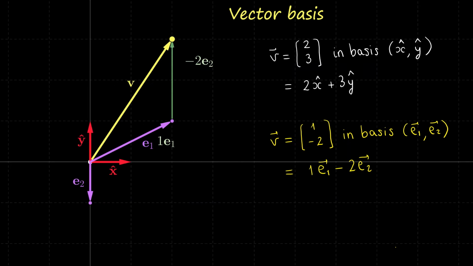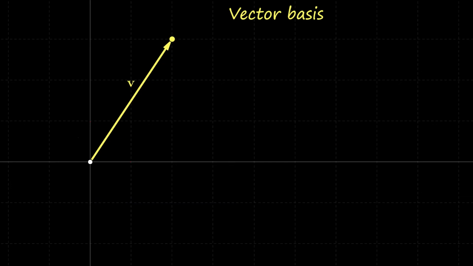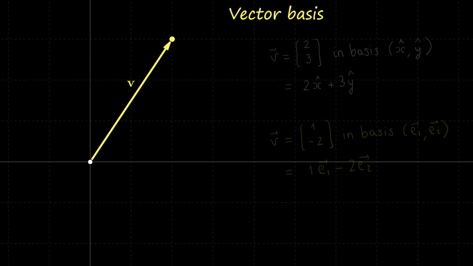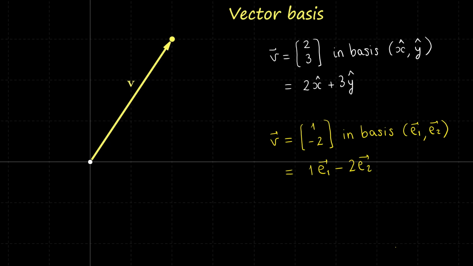One thing is the vector as an entity. This vector v has a certain magnitude and a certain direction. It is independent of which basis we choose to describe it. And another thing is the vector written in terms of its components. So that's either using the xy basis, so it's the vector (2, 3), or using this new e1, e2 basis, so this is the vector (1, -2). Notice that the same entity can be written in different ways using different bases.